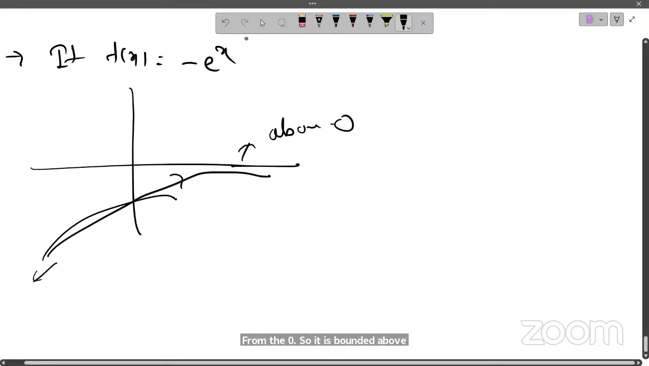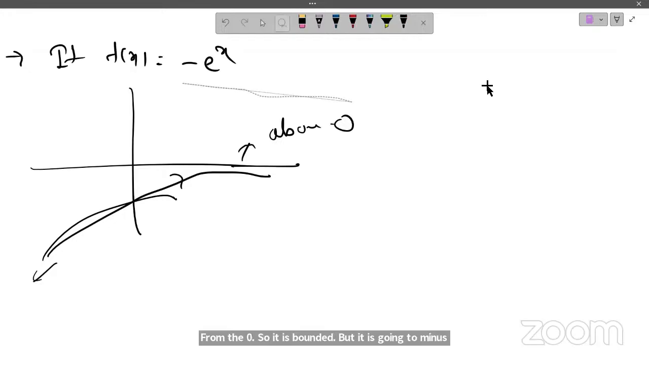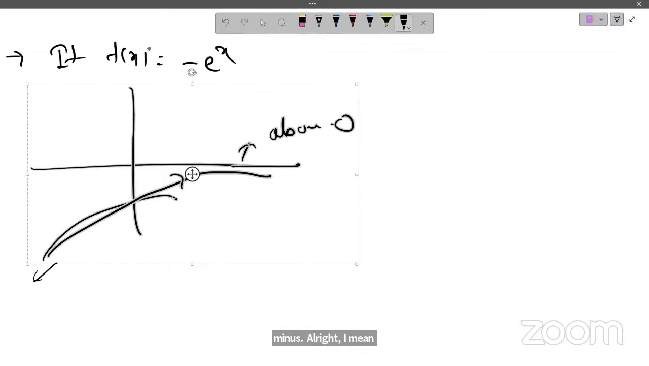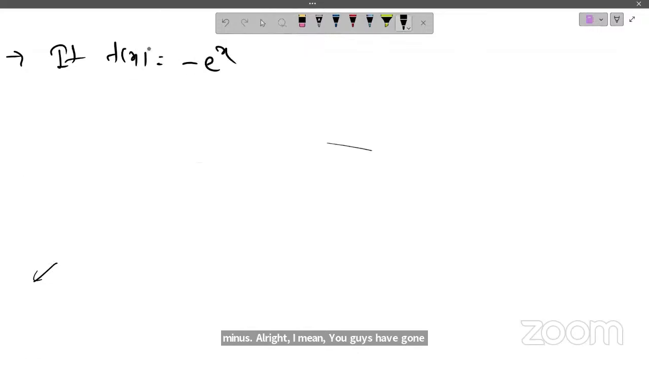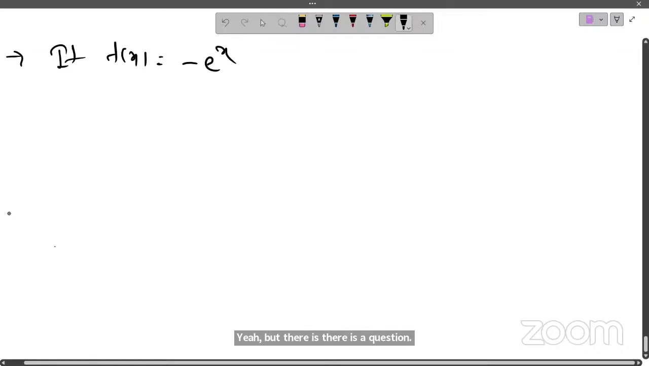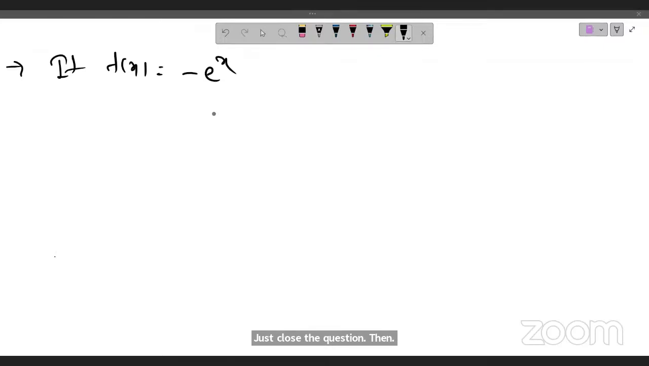Boundedness is a lengthy topic, so I don't think you guys have gone through boundedness. For simple functions, I can find it even using a graph. But there is a question. Let me share that.